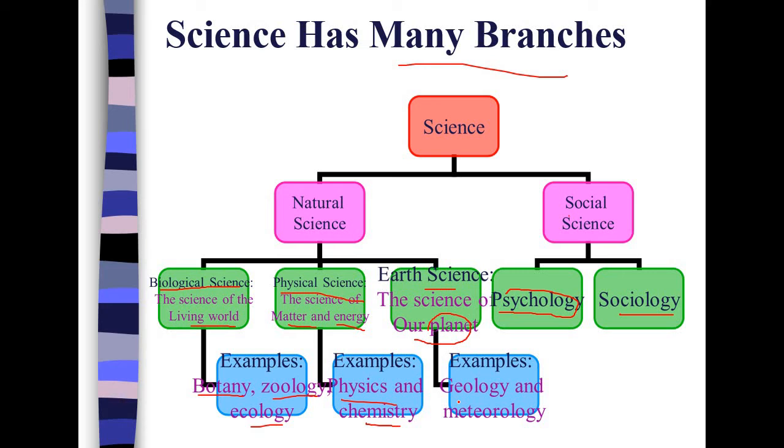So science branches into two, natural science and social science. Natural science branches into biological science, physical science, and earth science. When you talk about the living world, you study biological science, for example, botany and ecology. With physical science, you study matter and energy, for example, physics and chemistry. Earth science, when you study the planet, like geology and meteorology.